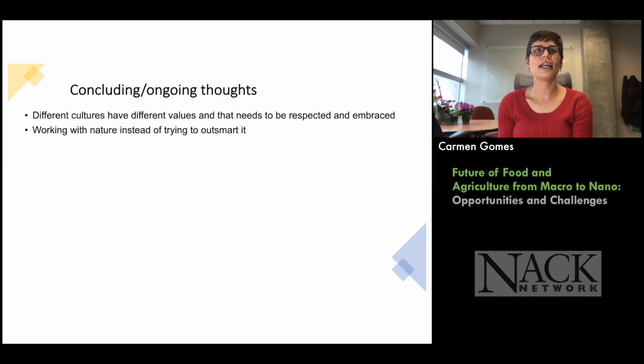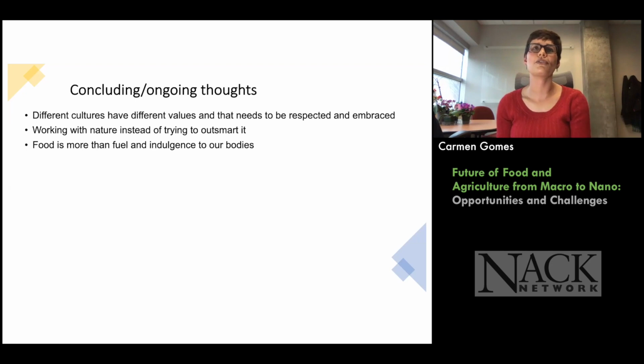I have one more slide. It's a little bit long, but one thing that I would like to drive is different cultures have different values, and that needs to be respected and embraced. So if you're thinking about approaching a community to help them, you need to have that in mind. Working with nature instead of trying to outsmart it. Hopefully the example of the tree bench was a good one for you to think about.